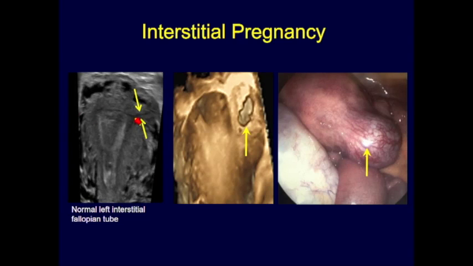So this is a coronal 2D view showing you the location of the interstitial part of the fallopian tube. So it's this little hypoechoic line. And then this is a different patient showing an interstitial ectopic pregnancy with the corresponding intraoperative photo showing you the bulging of the gestational sac and the increased vascularity in the arcuate vessels that occur with the pregnancy.